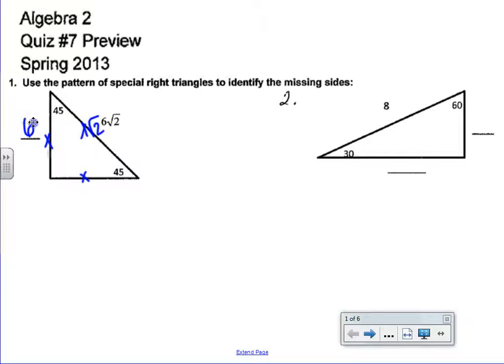must be a 6. On a 30, 60, 90, the pattern is the short leg is my x, the hypotenuse is double that, and then the medium leg is whatever the little leg is times the square root of 3. So if 2x is double my little leg, if I kind of think backwards, that means my little leg must be a 4. And then this leg is 4 times square root of 3.